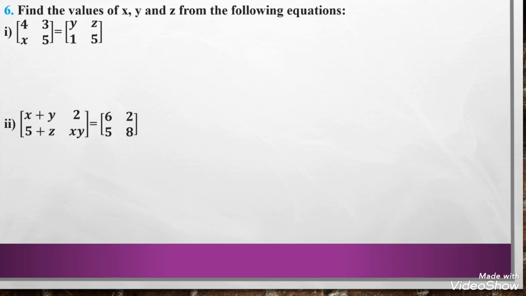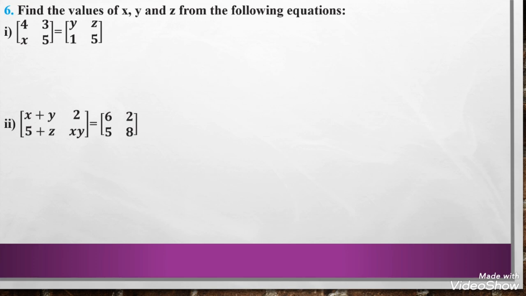Find the values of x, y, and z from the following equation. Here, they gave two matrices, containing the elements 4, 3, x, 5, and the second matrix y, z, 1, 5. As we know the concept of equality of matrices, because there is an equal symbol between these two matrices, these two matrices are said to be equal.